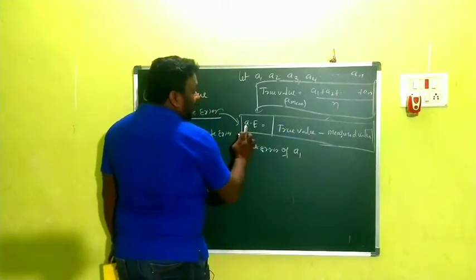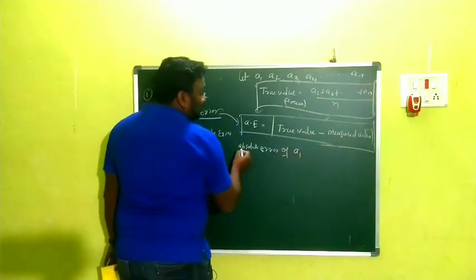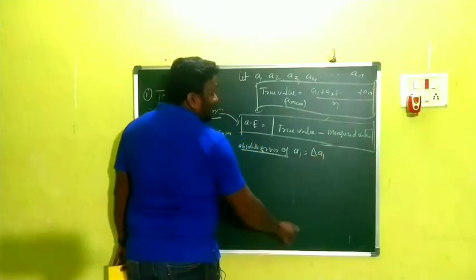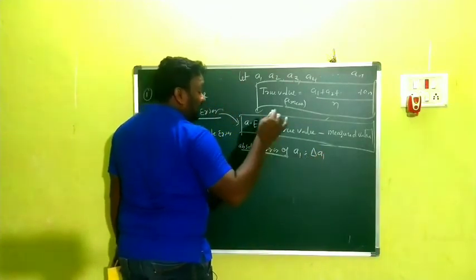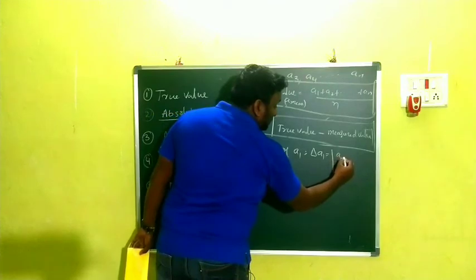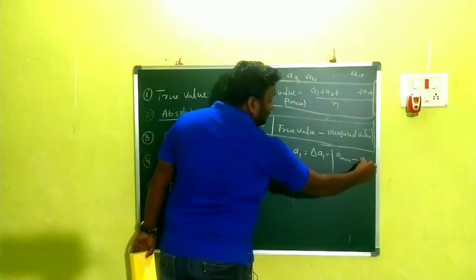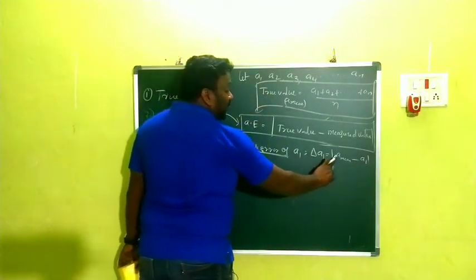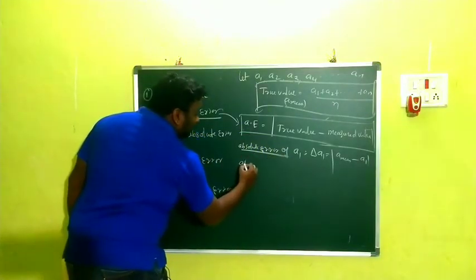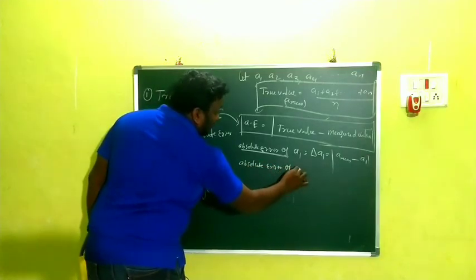So what is the absolute error formula? Mod of true value minus measured value. Here the absolute error of A1 can be written as delta A1. Delta A1 means the absolute error of A1. Mod of true value, which is A mean, minus measured value, which is A1. Clear? Delta A1 is equal to mod of A mean minus A1. That is the absolute error of A1. Next I am writing the absolute error of A2. How can we write?